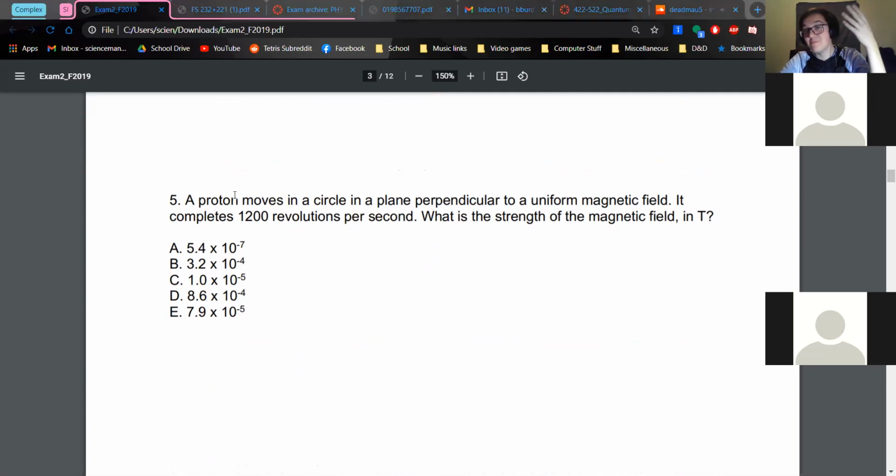All right, so this one, it might be a bit tricky. We've got a proton moving in a circle, and they give us 1,200 revolutions per second. We want to know what the strength of the magnetic field is. So I'm not going to give you any hints unless you ask for them. I'm going to give you guys at least 2 minutes before I even give any sort of hint whatsoever.